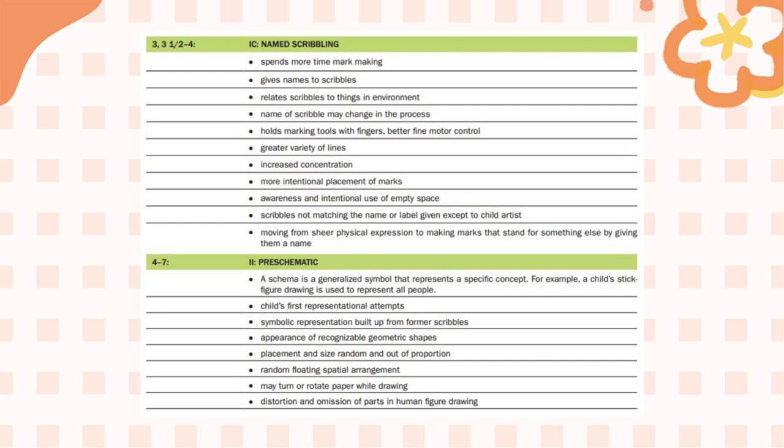Next is the pre-schematic stage, around 4 to 7 years old. Here, children begin to use symbols to represent people, objects, or ideas. Their drawings become more recognizable, but the size and position of objects may still be unusual. For example, a child may draw a person using a large circle for the head and lines for the body and legs. So, the main difference is, named scribbling: children give meaning to their scribbles. Pre-schematic: children begin using symbols to represent real things. This shows how children's drawings gradually become more meaningful and representational as their development progresses.